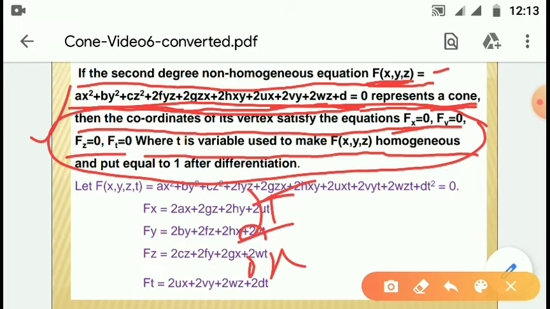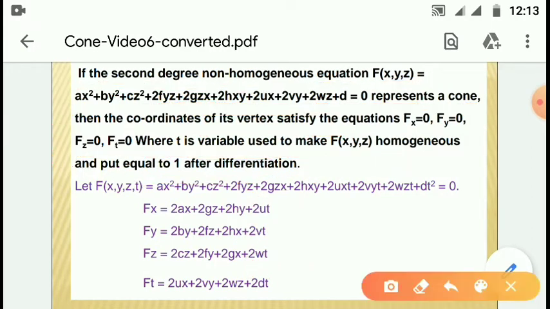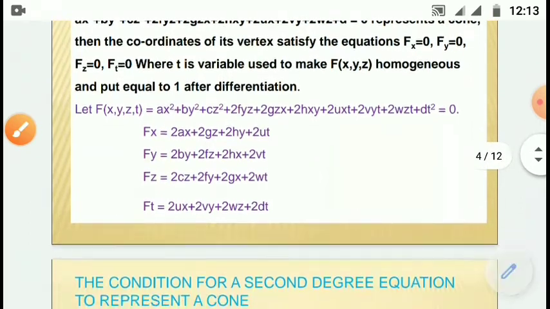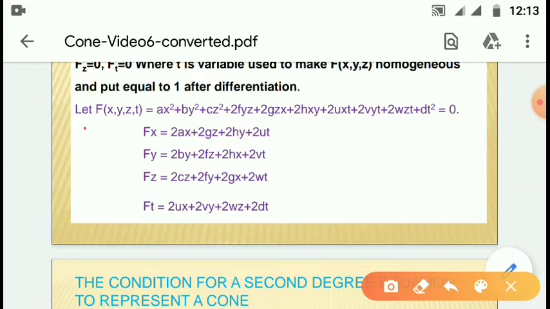In the similar way, fy means dou f by dou y, fz is equal to dou f by dou z, ft is equal to dou f by dou t. So, this is the condition required. What is that? Fx is equal to 0, fy is equal to 0, fz is equal to 0, ft is equal to 0, where t is a variable used to make f homogeneous. Finally, by taking t is equal to 1. So, we prove this.